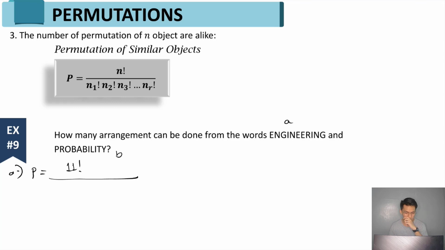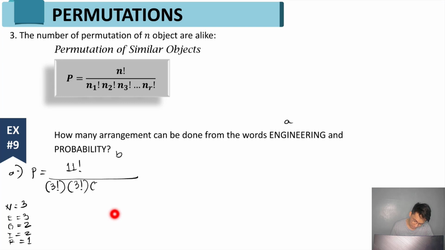So, let's start with letter N. Ilan ba yung N natin? We have 3. Yung E natin, 3 din. Yung G natin, dalawa. Yung I natin, dalawa, and yung R natin ay isa lang. Ilalagay natin yan lahat sa ilalim. So, we have 3 factorial times 3 factorial times 2 factorial times 2 factorial yung sa I. And lastly, we have for R, 1 factorial.